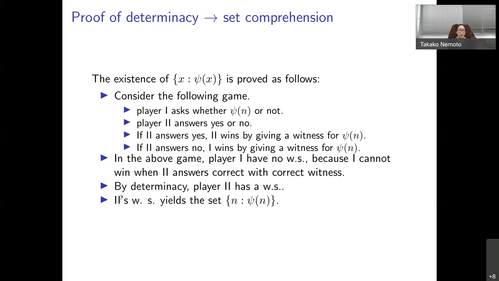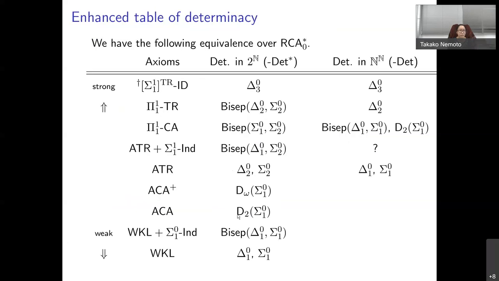Then from player two's winning strategy, we can construct the set we wanted. Pick N according to player two's winning strategy. If player one picks this N, and player two answers yes, then it should be correct. Collecting such elements, we can construct the set we wanted. In that way, this is fulfilled.